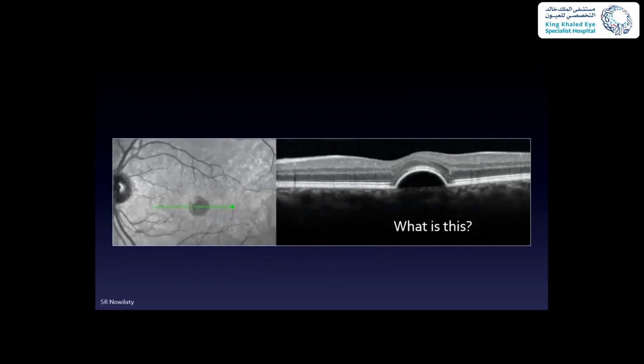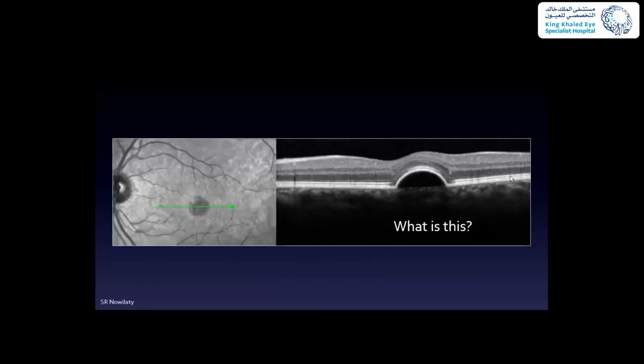Now let's look at the subretinal pathologies. We've finished the retinal pathologies. Let's see some subretinal pathologies. I think we all know what this is, right? What is this? This is a serous PED, absolutely. Yeah, serous PED, you can follow.